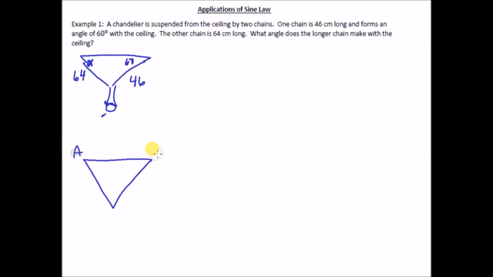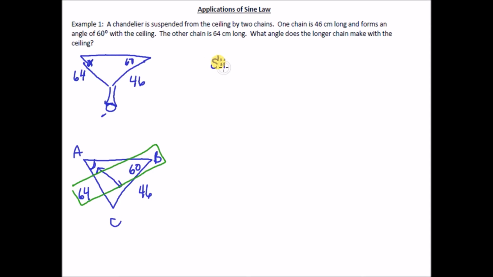Let's name it A, B, and C just for simplicity. We got 64, we have 46, we have 60, and let's just name this angle A. So we need to find angle A. We have one matchup. It is angle 60, which is angle B, and the side 64, which is side B. So we're solving for the angle A.